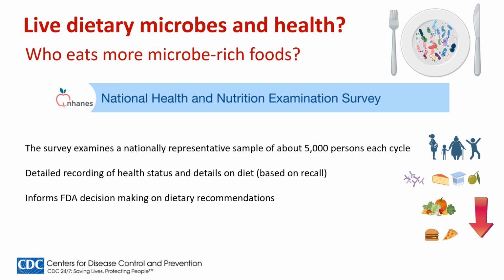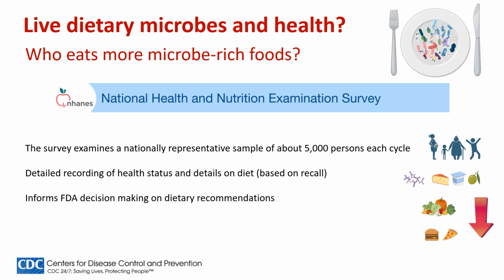So, who eats more of these microbe-rich foods, and where could we get this information? So we turn to the NHANES database. The NHANES database is the National Health and Nutrition Examination Survey. It examines a nationally representative sample of about 5,000 people in every cycle, and that builds up to tens of thousands then over a number of cycles.